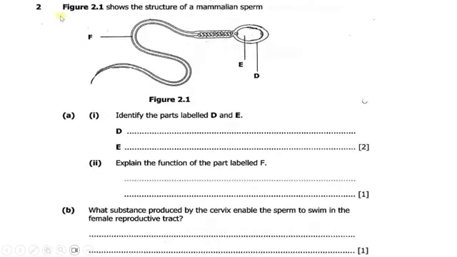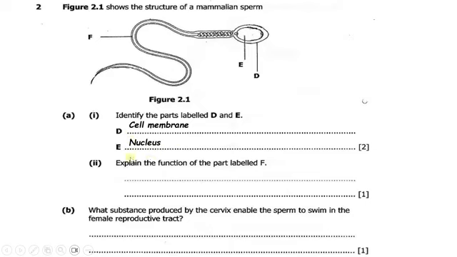Let's move on to question 2, which says figure 2.1 shows the structure of a mammalian sperm. So this is the structure. Then they are saying A part 1, identify the parts labeled D and E. So D, this part I had initially looked at as the acrosome, but again it looks like it is a cell membrane. So I would change here and put the cell membrane. So D here is a cell membrane, this part here. Then E, this part here is the nucleus.